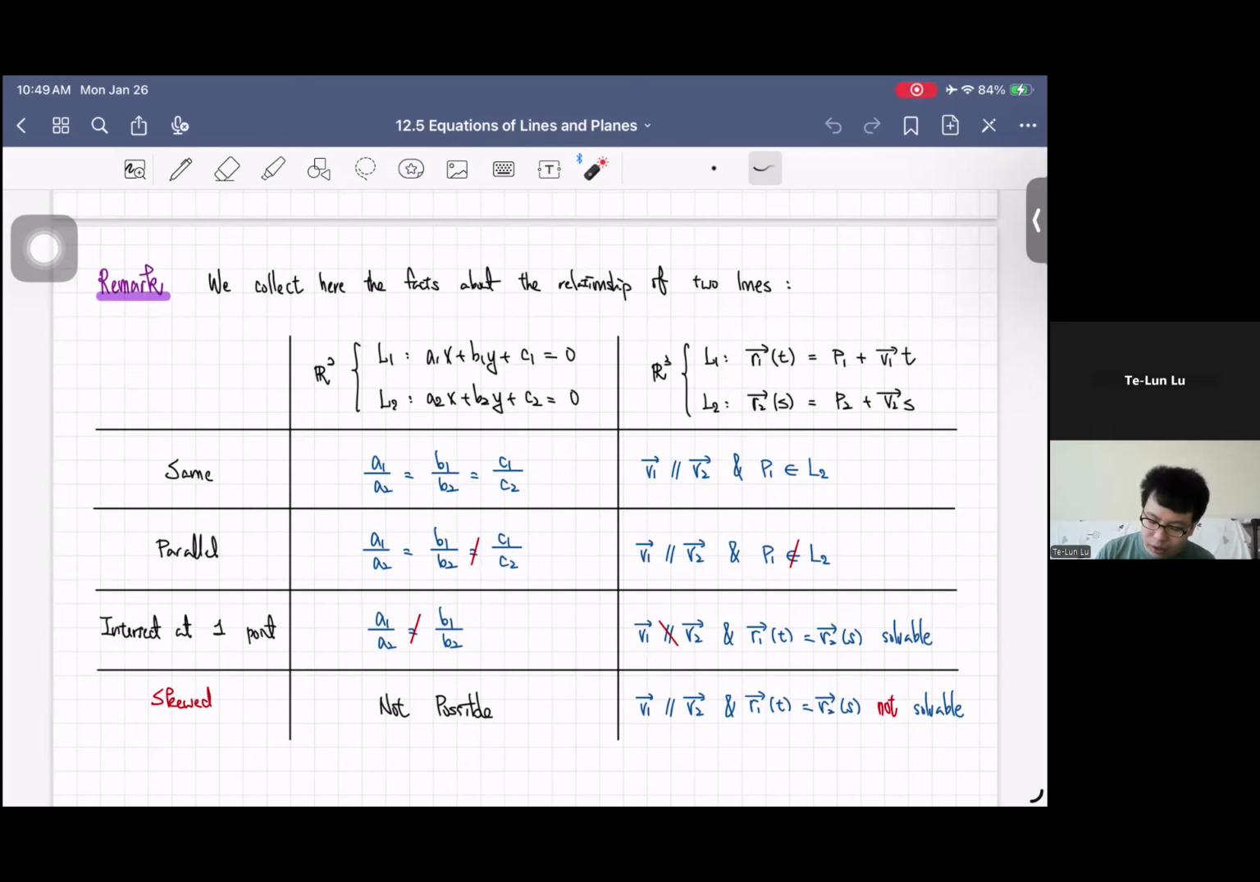So I'm saying that you have to have V1 not parallel to V2. That is quite trivial. Otherwise, you will either be the same line or parallel, right? And we have to have R1 T equals R2 S solvable. That means that they actually have an intersection, right? And the last scenario is something that does not happen in two-dimensional space. So we already know that in two-dimensional space, whenever the vectors are not parallel, the slope is not the same, then you always have an intersection. But as I mentioned, there might be a different situation in R3. So if the two directional vectors are not parallel, it's also possible that this is not solvable. So if it's not solvable, then it is skew.